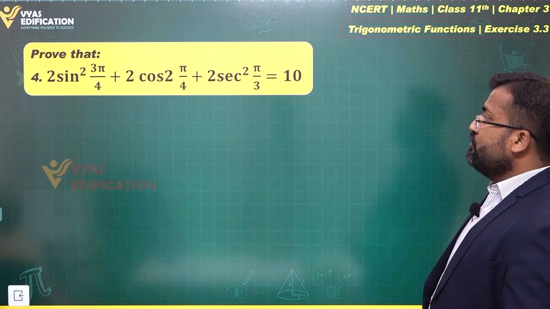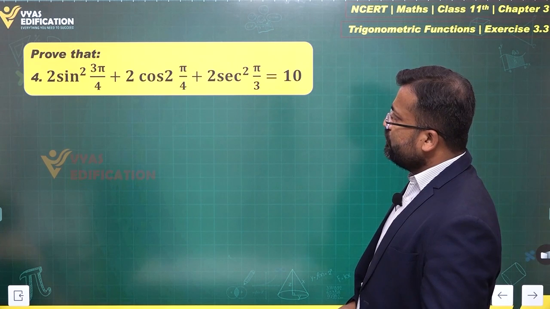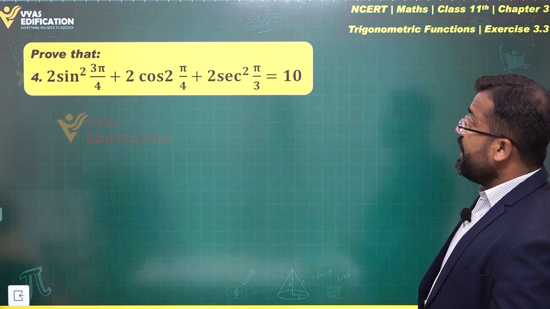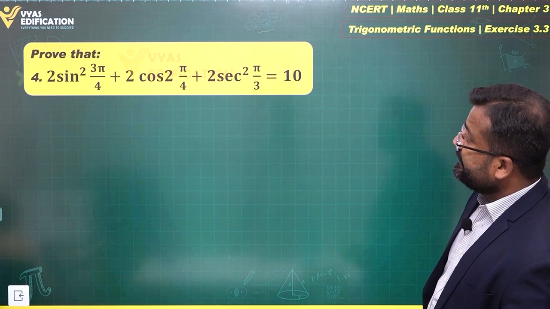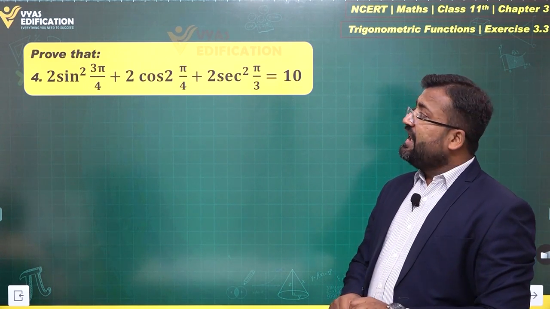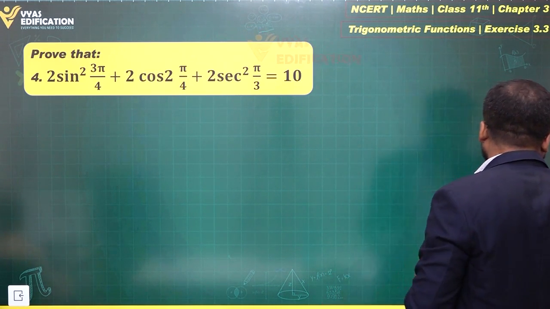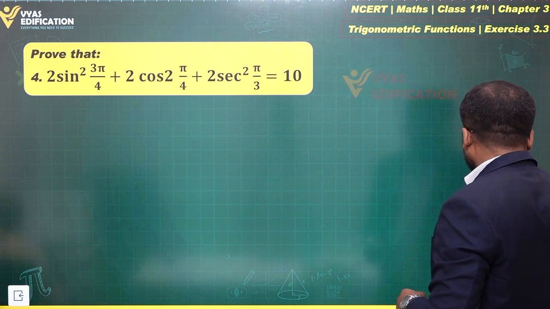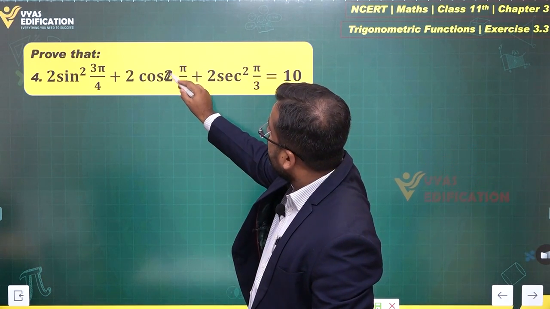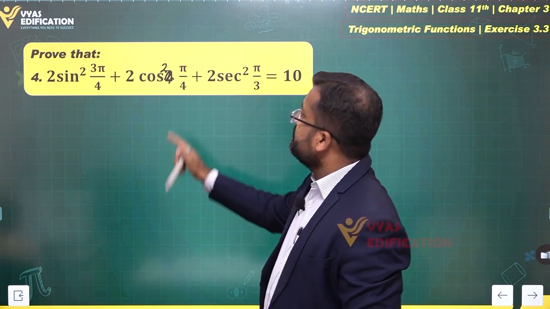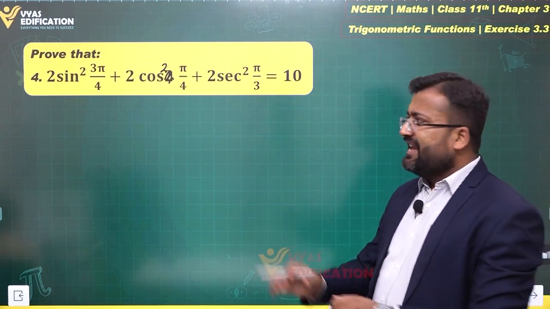Prove that 2 sine square 3 pi by 4 plus 2 cos 2 pi by 4 plus 2 sec square pi by 3 is equal to 10. Now in this question, we'll have to make a small correction. Let's make that correction first. What correction are we talking about over here? Let's take a look at this. This here is not 2, this is actually square. This is 2 cos square pi by 4. Right, let's make that correction.